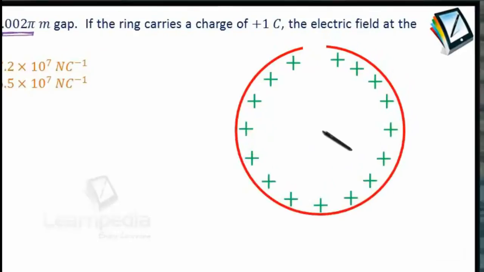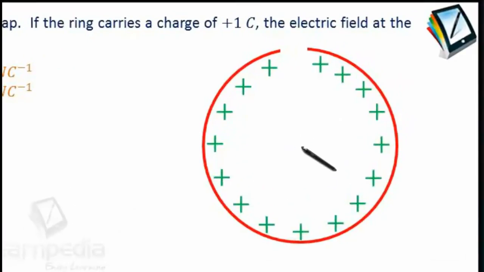So we have to find the electric field at the center, but consider that if this ring were complete without any gap, then what would have been the electric field at this point? That we can easily understand.